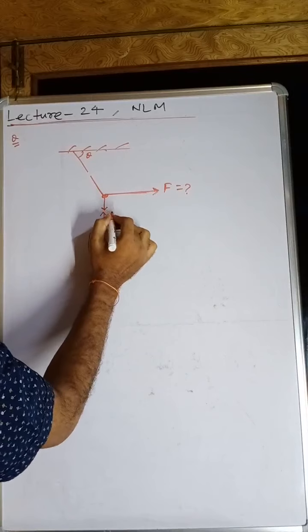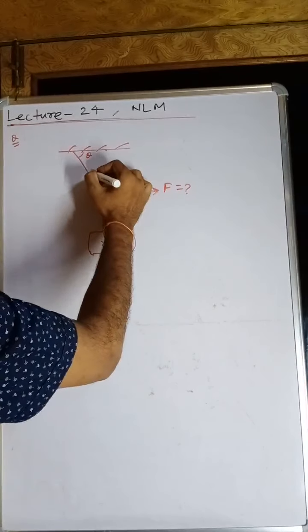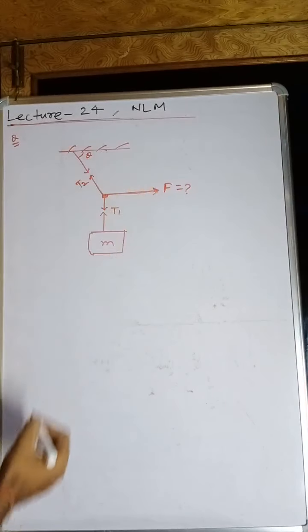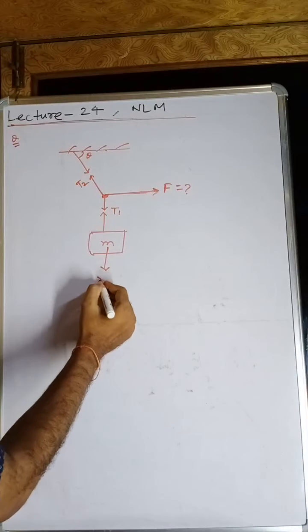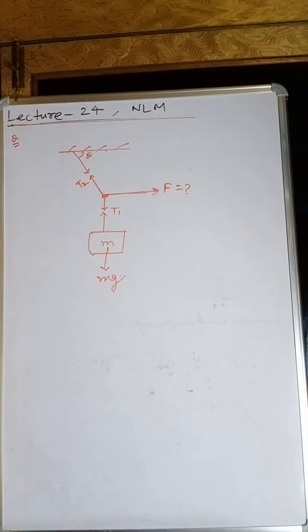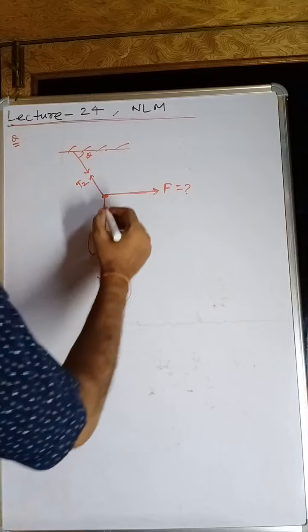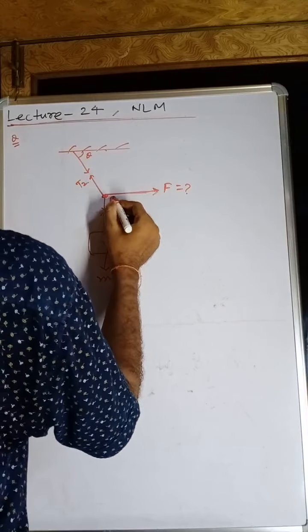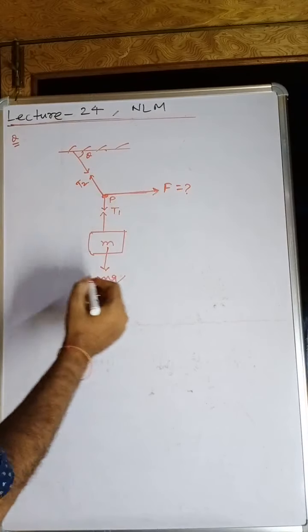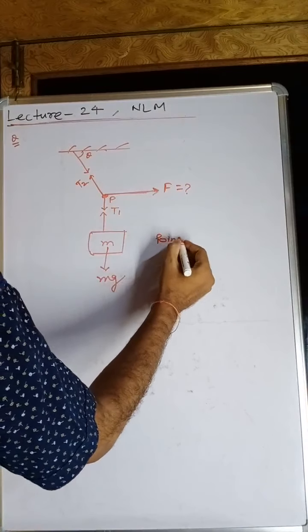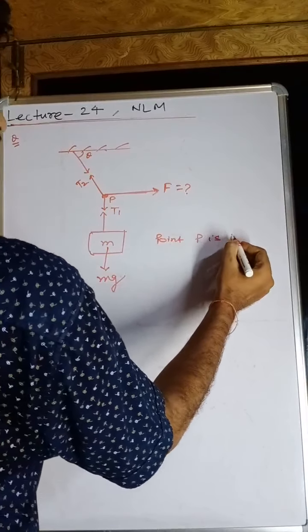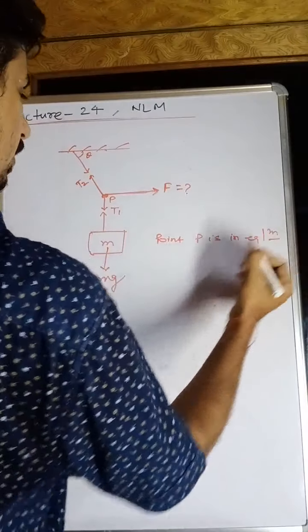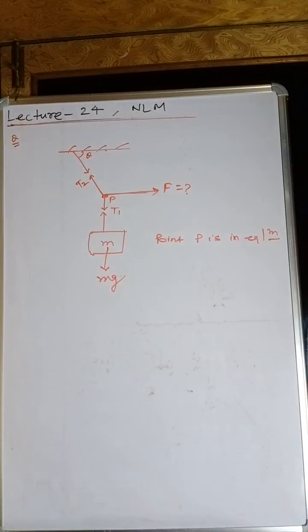Here the tension will be T1. Here will be the tension again, T2. And here it will be mg. No more forces are there. So we have done the free body diagram, the system analysis. Suppose this is the point P. Of course, this point P is in equilibrium. Am I right? Yes, this point P is in equilibrium.